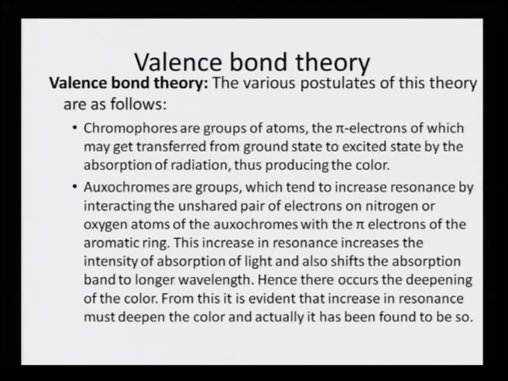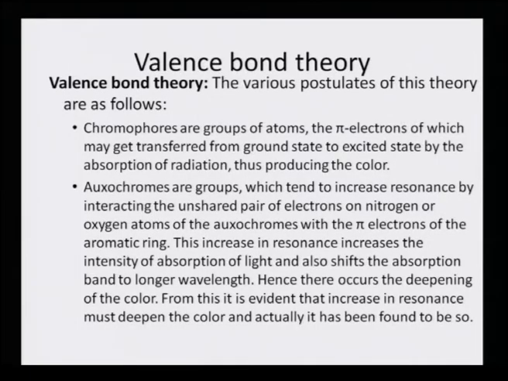From this, it is evident that an increase in resonance must deepen the color, and actually it has been found to be so. Now, this also is based on the presence of auxochrome and chromophore, but how the auxochrome participates is explained on the basis of the lone pair of electrons present on the nitrogen or oxygen containing auxochromes and their participation with the pi electrons. So, when the pi electrons have an influx of electrons from the lone pair of the nitrogen and oxygen, their excitation by the absorption of light is facilitated, and that also causes deepening of color, because the more facile the excitation, the longer will be the wavelength and the shorter will be the energy requirement for such transitions.